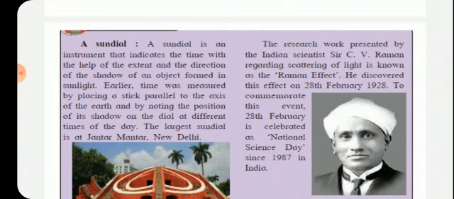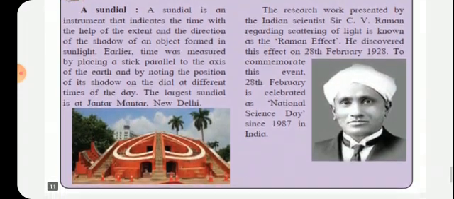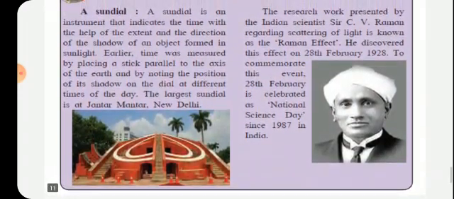He performed different experiments and explained the scattering of light, how the light scatters. Scattering of light was explained by this scientist, and for that he got a Nobel Prize, and that's why this day is celebrated as National Science Day. Who is this scientist? C.V. Raman, an Indian scientist. Okay, children.